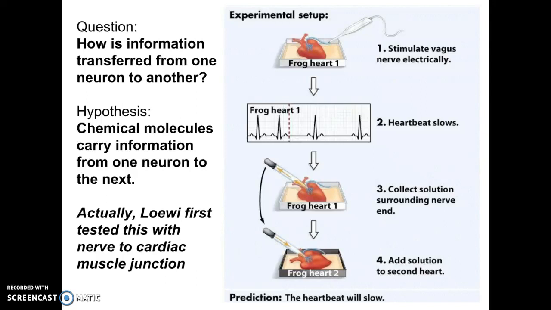We now know that that chemical is acetylcholine, and that acetylcholine binds to muscarinic acetylcholine receptors in the heart, and they're G protein coupled receptors that we're going to talk about later in chapter 16.